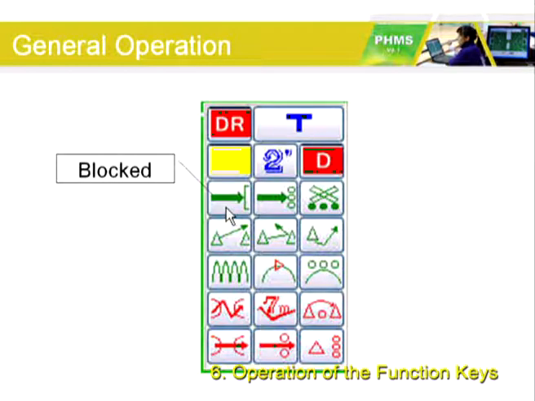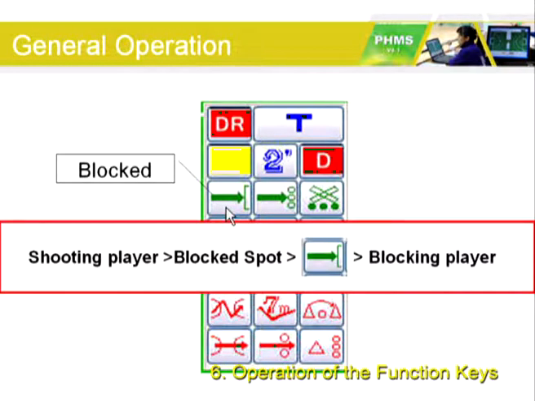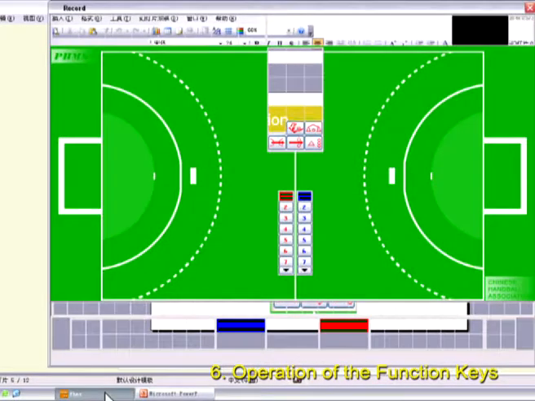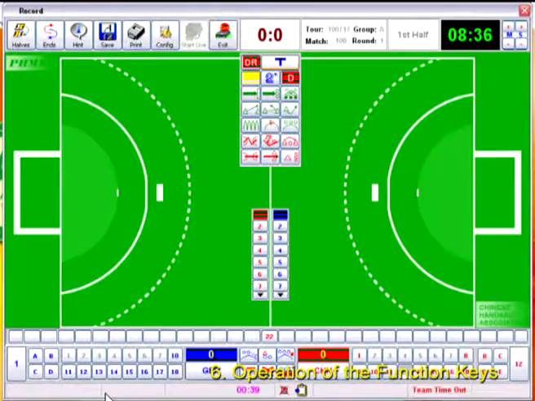Now let's move on to the block. Shots blocked refer to the shots blocked by defenders. Shots blocked must be recorded in the following order. We can see that it's a shooting player, a blocked spot, and the function of the block. And by blocking player, we can show you in the interface of our system. Number 2 of Team Germany wants to have a shot, but unfortunately it's blocked by a player from Team China. We can show you like this.